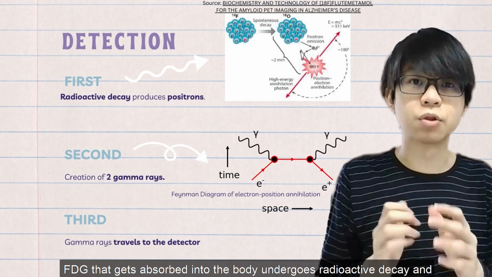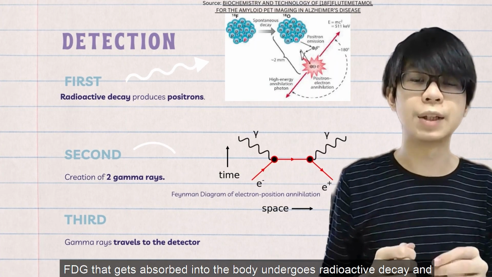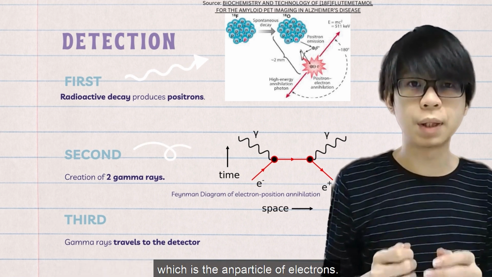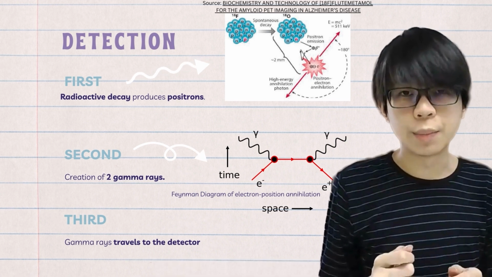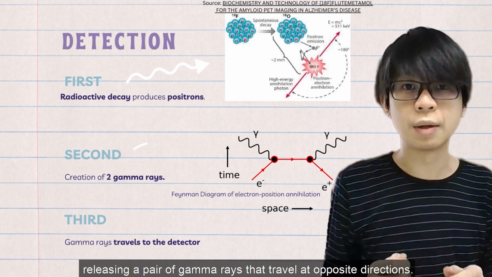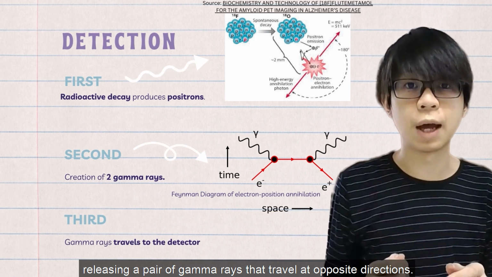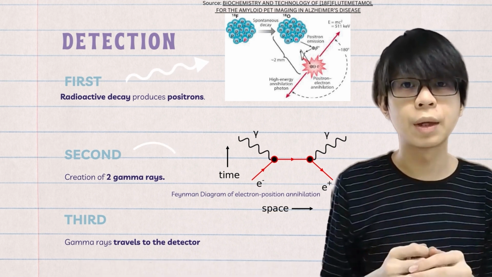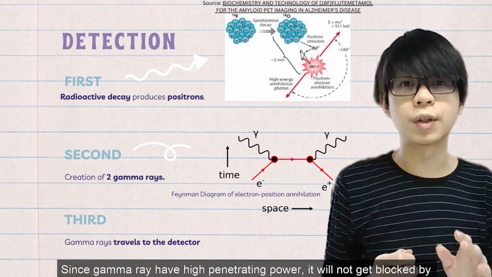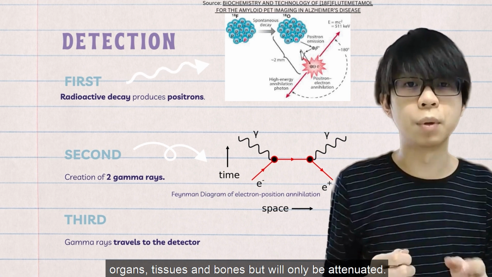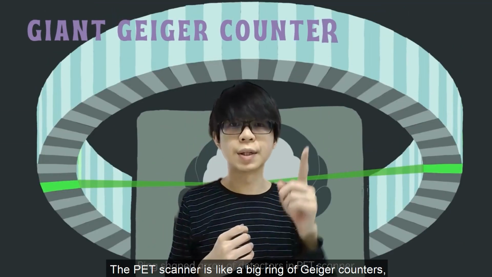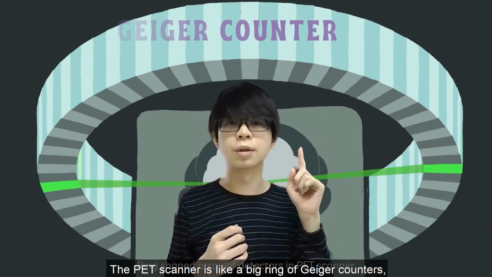FDG that gets absorbed into the body undergoes radioactive decay and produces positron, which is the antiparticle of electrons. A positron interacts with an electron through annihilation, releasing a pair of gamma rays that travel at opposite directions. Since gamma rays have high penetrating power, it will not get blocked by organs, tissues, and bones, but will only be attenuated. The PET scanner is like a big ring of Geiger counters.